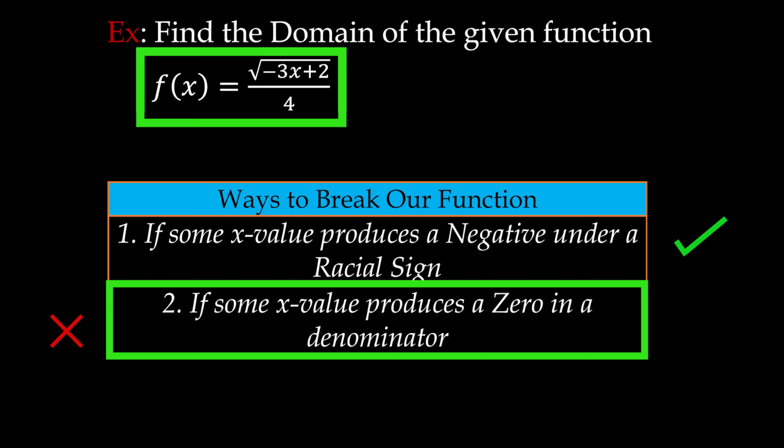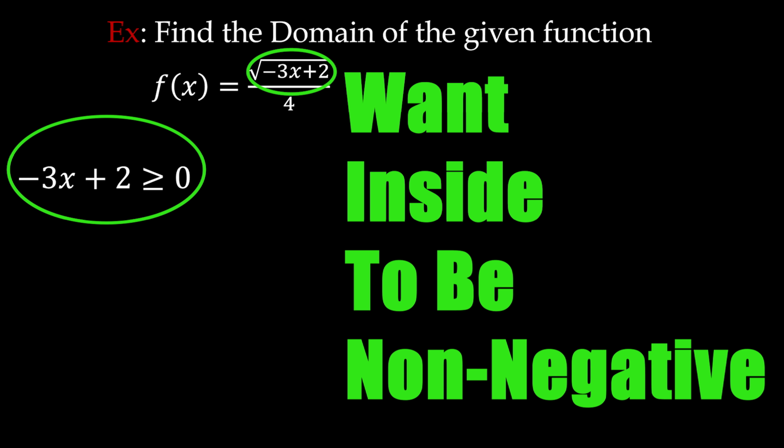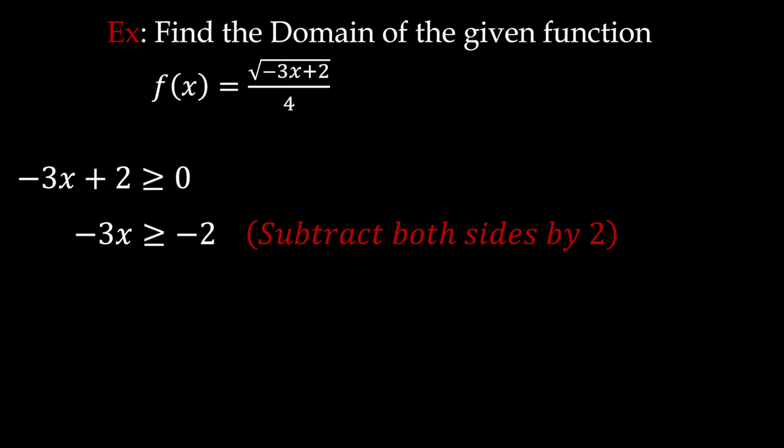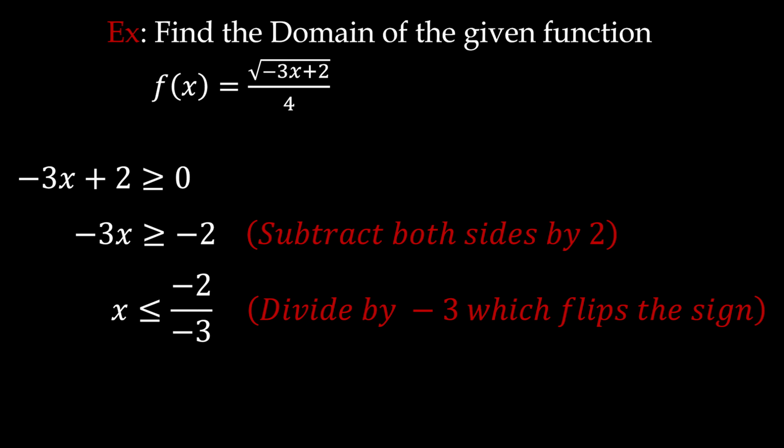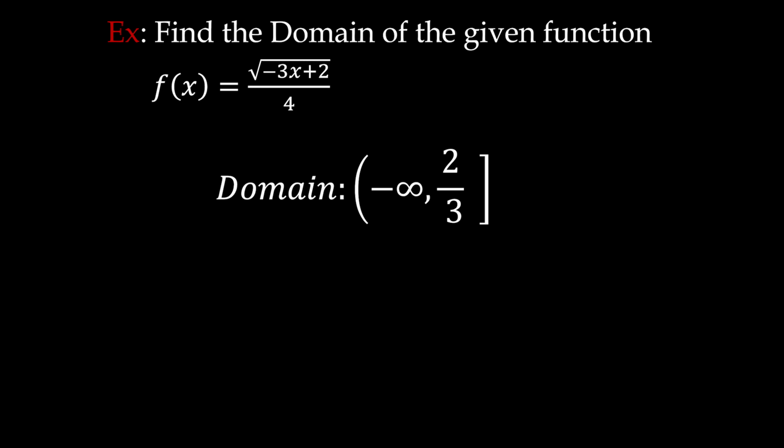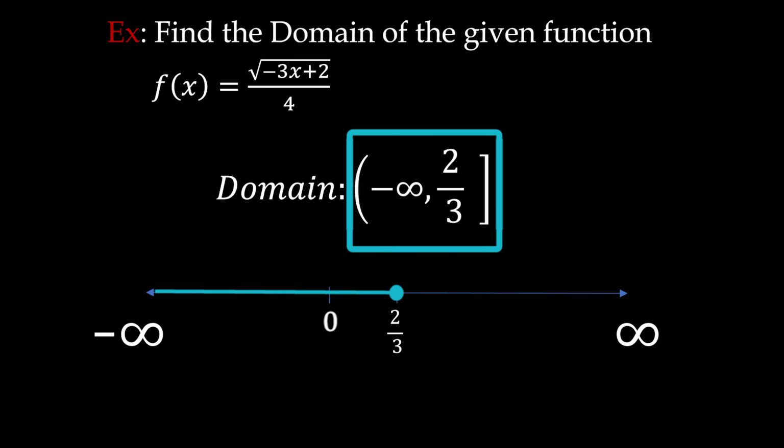Let's now look at how to avoid breaking rule number 1. We want to make sure that everything under the radical is greater than or equal to 0. This means for our domain, we only want the numbers less than and equal to 2 over 3. On a number line, it looks like this.